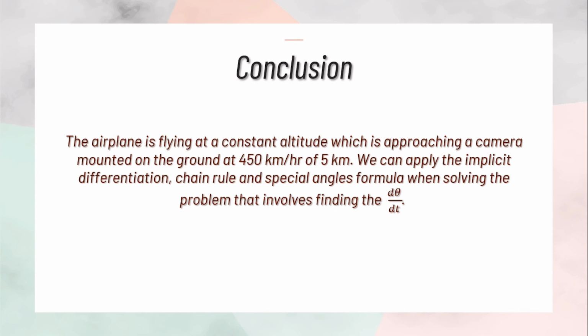This is the conclusion. The airplane is flying at a constant altitude, approaching a camera mounted on the ground at 450 km per hour at a height of 5 km. We can apply implicit differentiation, the chain rule, and special angle formulas when solving a problem that involves finding d theta over dt.